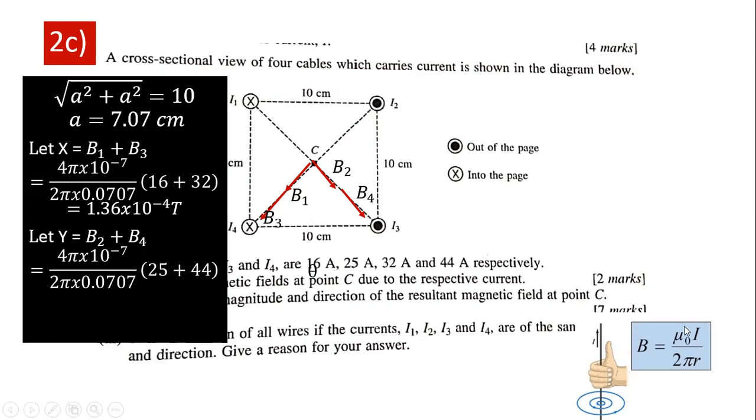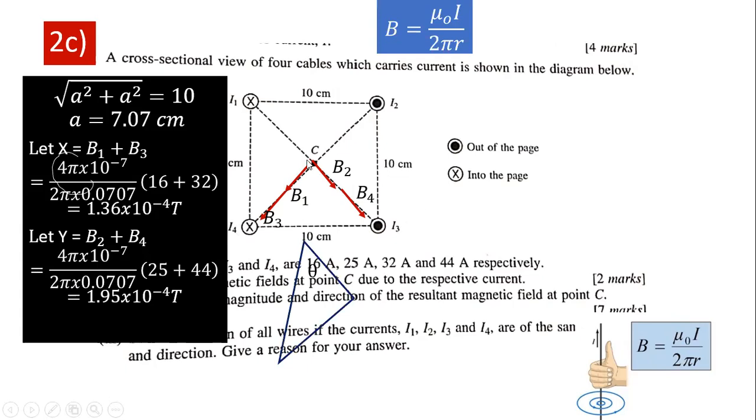Using this formula, mu naught, this is your I2, this is your I4, and 2 pi taken out. This is your A, A is a common factor, take it out. Change it to meter and calculate it out. Remember, it's a square. Sorry, a right angle triangle.